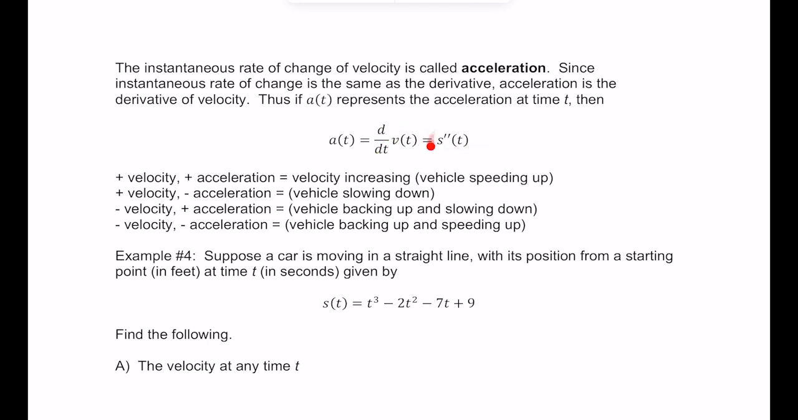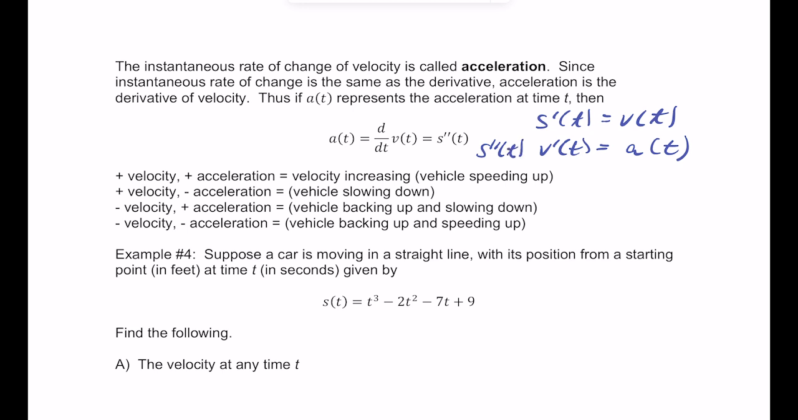So that's just the second derivative of the position function, right? If you take the first derivative of position, it gives us velocity. So s prime of t equals v of t, right? If I take the derivative of velocity, it's going to give me acceleration, right? Well, that's just the second derivative of position. So the second derivative of position would just give me acceleration.